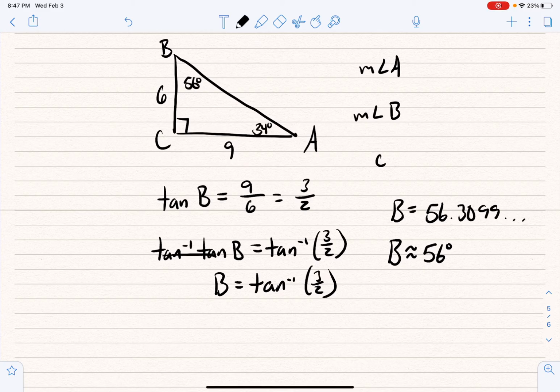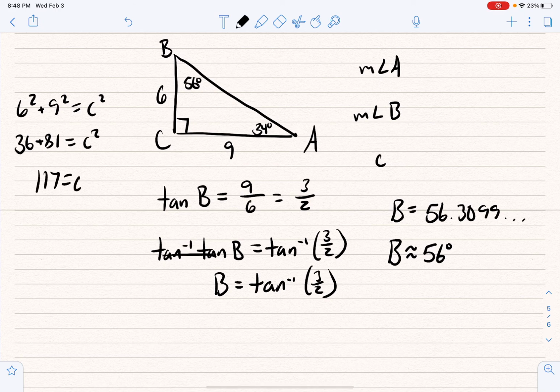We can use the Pythagorean theorem and say 6 squared plus 9 squared is going to give me that hypotenuse squared. So that's 36 plus 81. 36 and 81 is what, 117? Okay. Yep, 117 is equal to C squared, so therefore C is equal to the square root of 117. And I got all the information: angle B, angle A, hypotenuse.